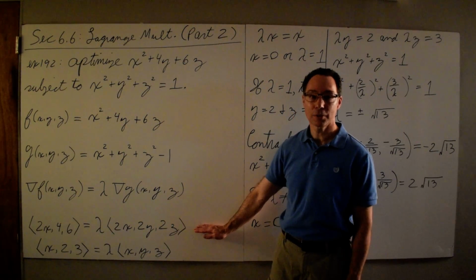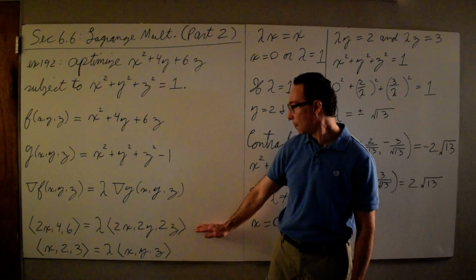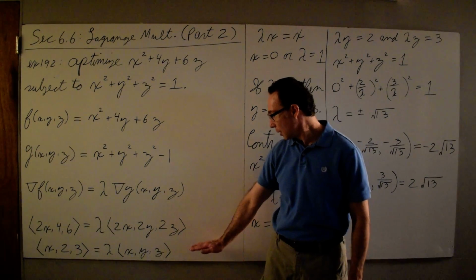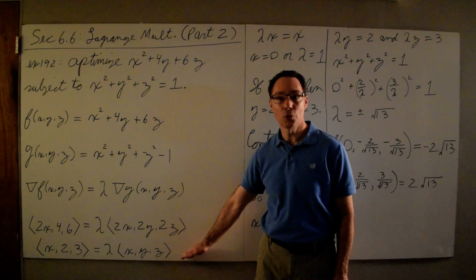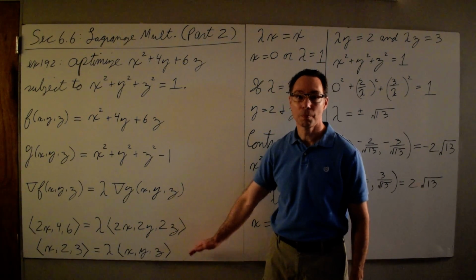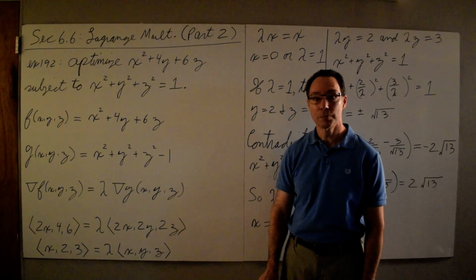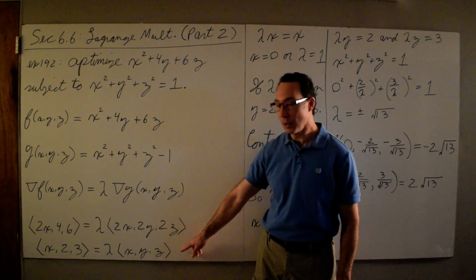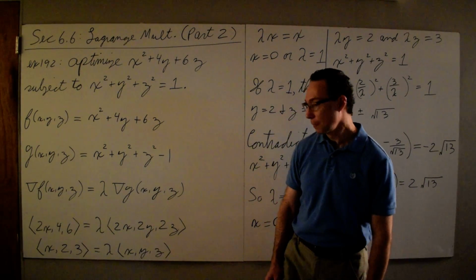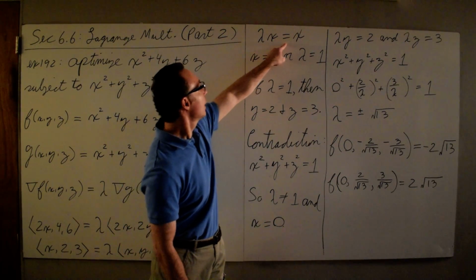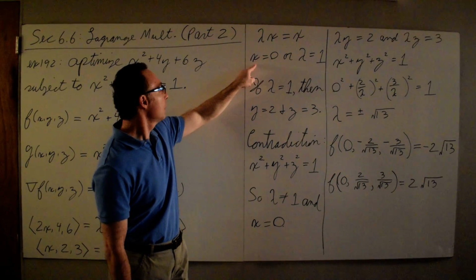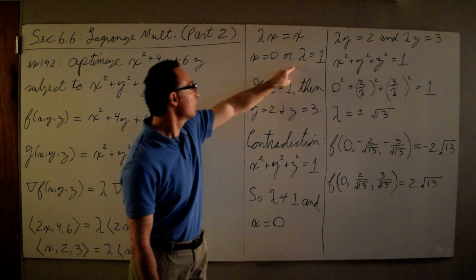Calculate the gradients, so we just take the partial derivatives. And we're going to factor out a 2 just to make our coefficients smaller. So in the end we have the vector x, 2, 3 is equal to lambda times the vector x, y, z. Now, from the first components, the first component of the vector on the left is x. The first component of the vector on the right is lambda x. So we have the equation lambda x is equal to x. That tells us that two things are possible. One is that x is 0. The other is that lambda is 1.